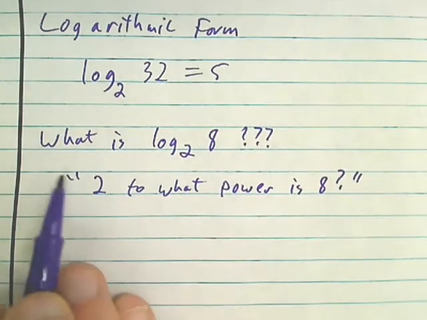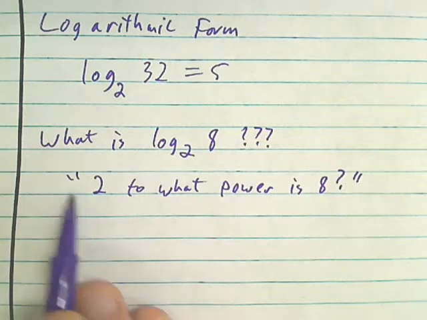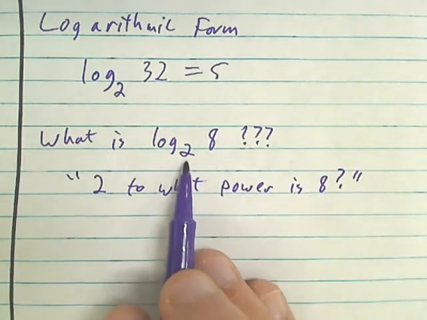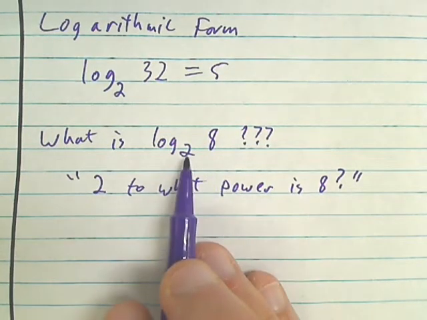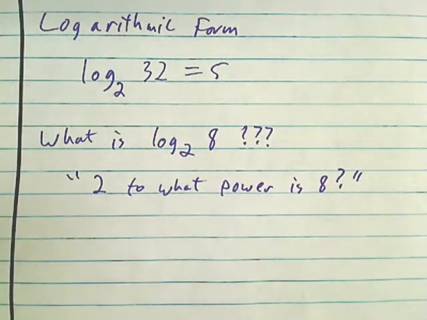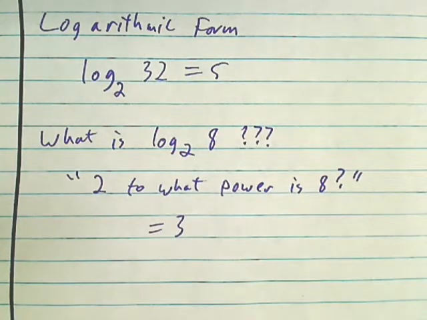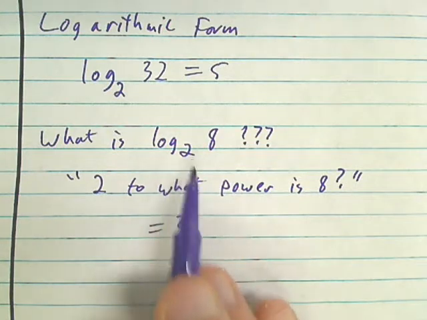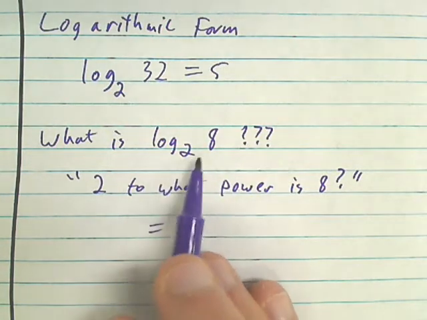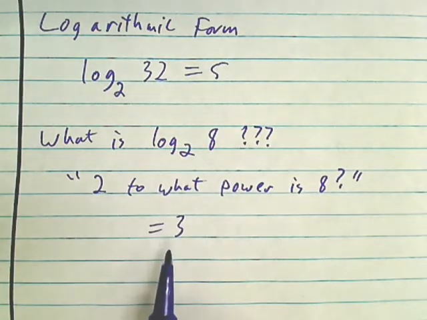So when I see this question, I switch it to an exponent. I think, 2 to what power would give me 8? Or 2 multiplied by itself how many times will give me 8? Well, that's 2 times 2 times 2. And that will give you 8. So the answer is 3. 2 to the 3rd power gives you 8. So log base 2 of 8 gives you 3.